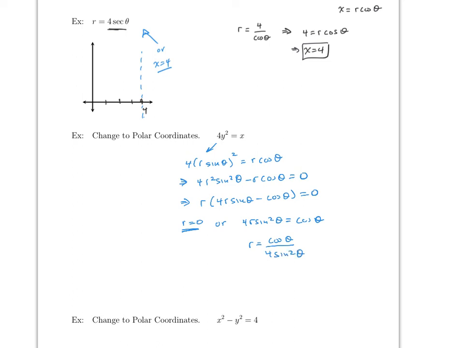You can write this in different ways. You can also say that r equals 1/4 cotangent theta cosecant theta. You can check this. Okay, but this is good enough.